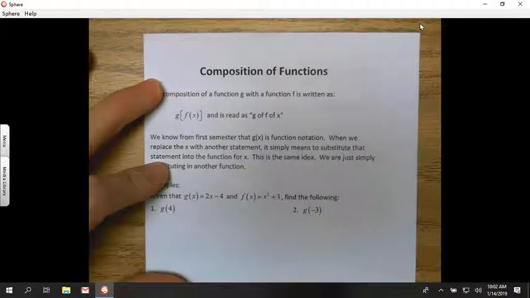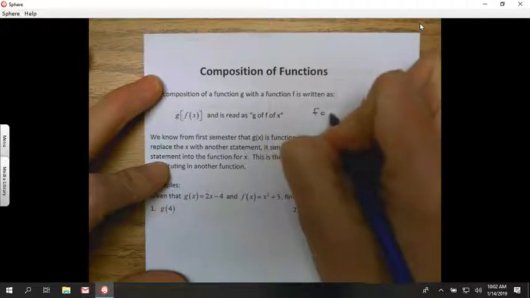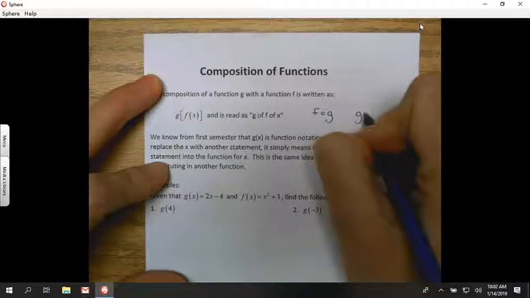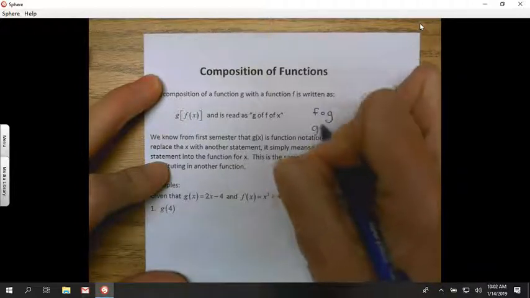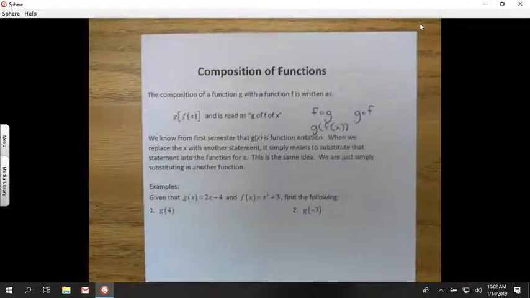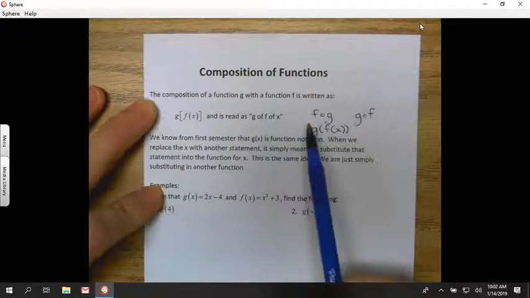Depending on the textbook you are looking at, some others write it like this, or like that, and some actually just have parentheses. Either way it's written, they all mean the same thing. So it's g of f of x.